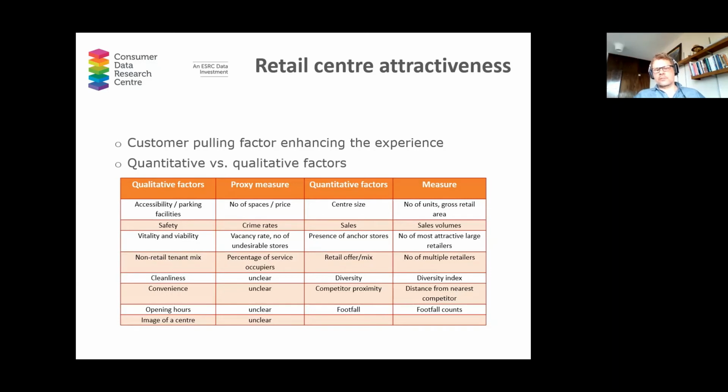So for this reason, for modeling purposes, we typically would use quantitative factors, such as center size, which can be measured by the number of retail units, or floor space, sales, and presence of anchor stores. So we can look at how many of the most attractive shops there are, or what percentage of those shops are compared to the total number of retail units. What is the retail offer, retail mix, diversity, competitor proximity, and footfall.